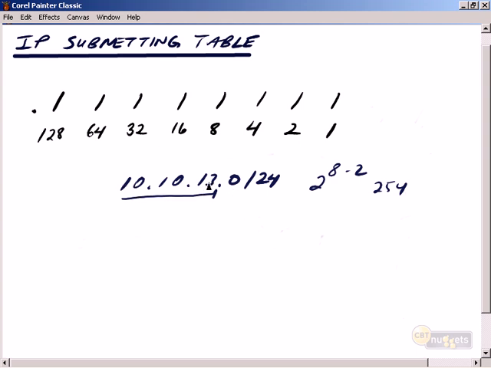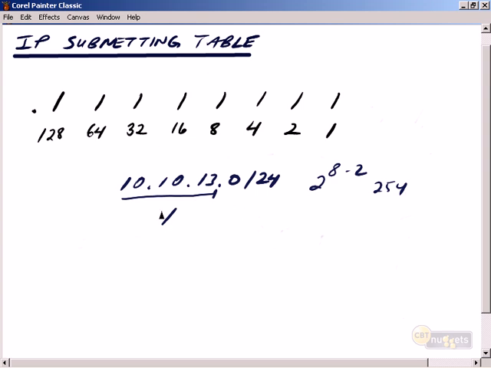Okay, so here's your task. We want to segment this network, this 24-bit mask, into a network where we have 60 subnetworks. Okay, right now we only have one subnetwork. Okay, network 10.10.13. We want 60. So how do we do this?